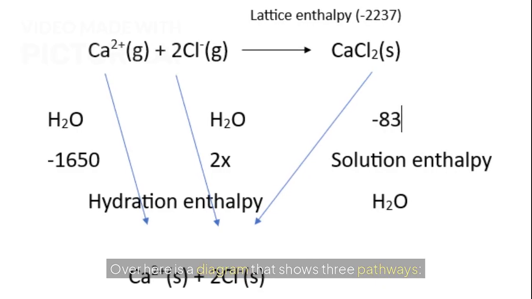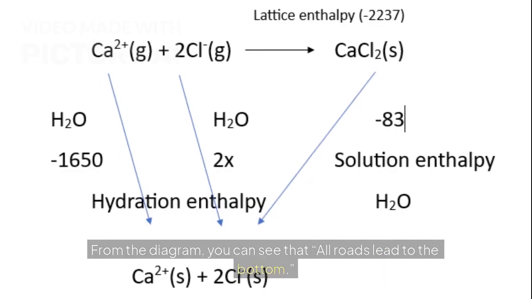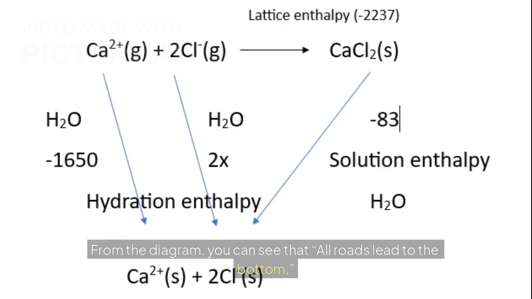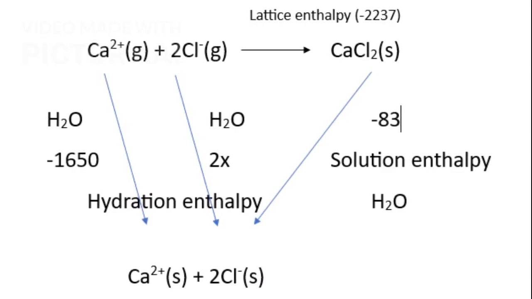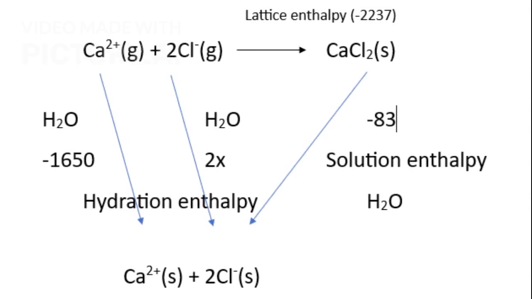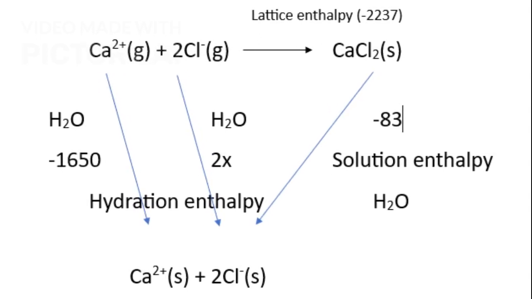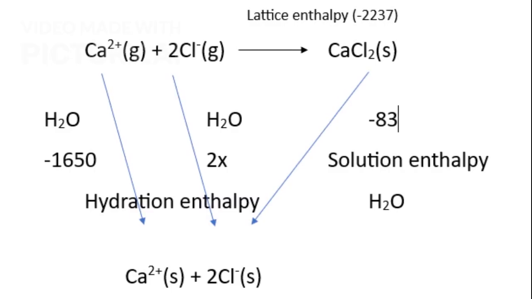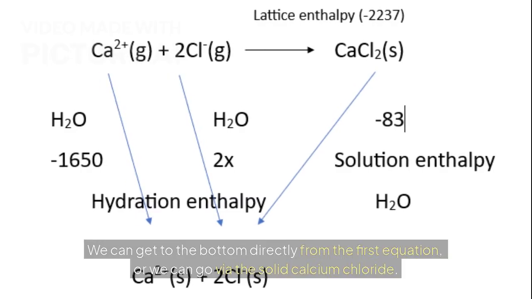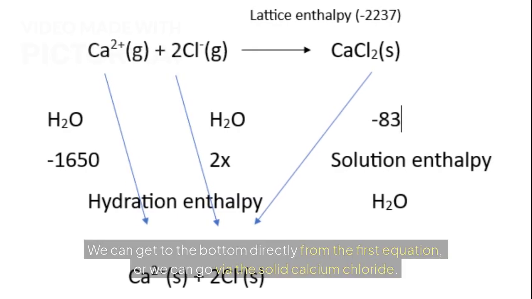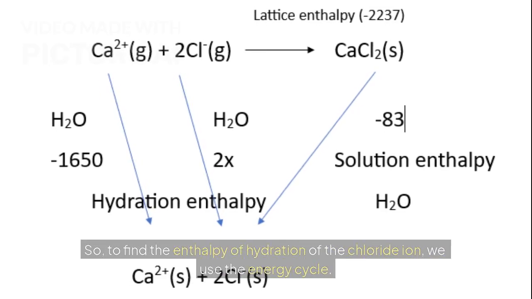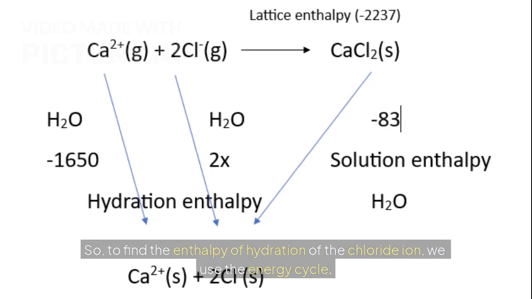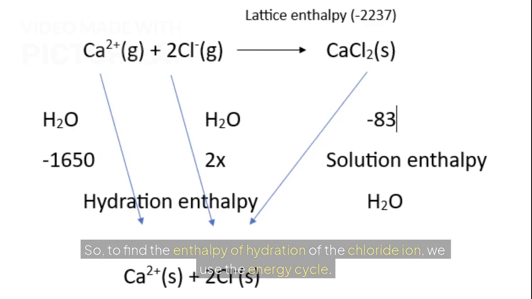Over here is a diagram that shows 3 pathways. From the diagram, you can see that all roads lead to the bottom. We can get to the bottom directly from the first equation, or we can go via the solid calcium chloride. So, to find the enthalpy of hydration of the chloride ion, we use the energy cycle.